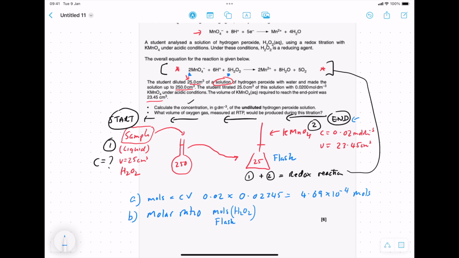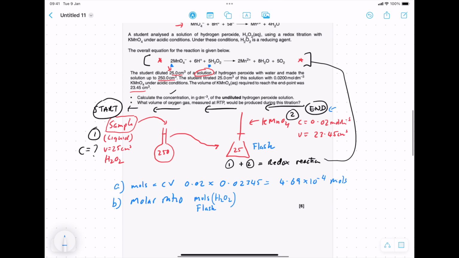So let's work that out. I'm going to be dividing by 2, then I times by 5 because I'm going this way. Okay, 2 to 5 gives me 1.1725 times 10 to the minus 3 moles. Now that is the number of moles in a 25 centimeter cube sample in the 25 centimeter cube flask. How do I know that? Because it tells me that 25 is taken from the 250.